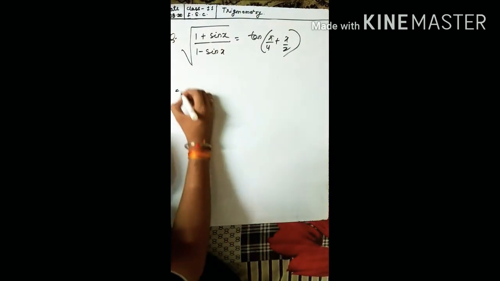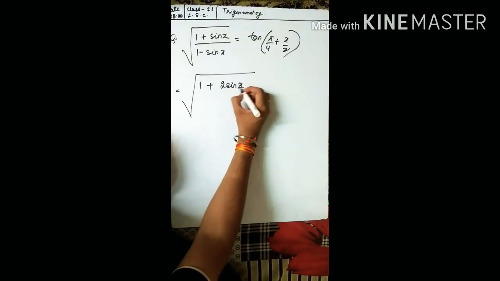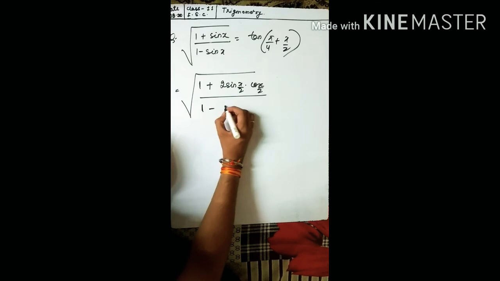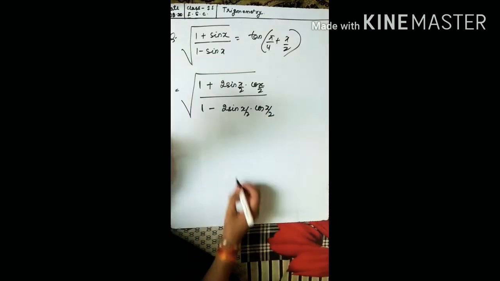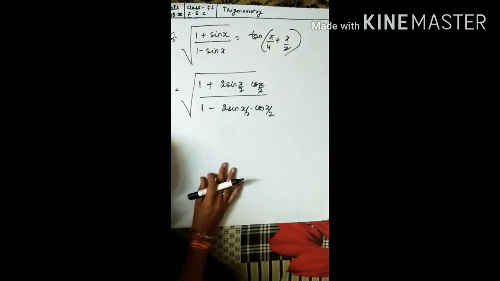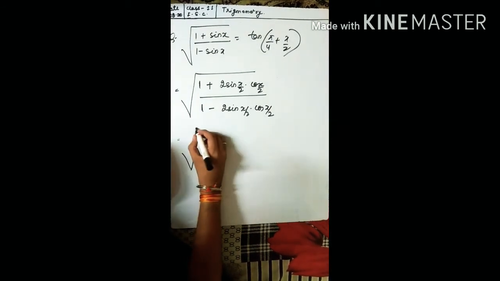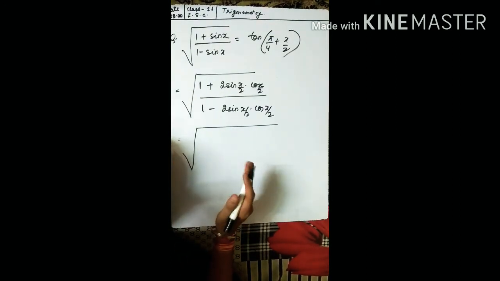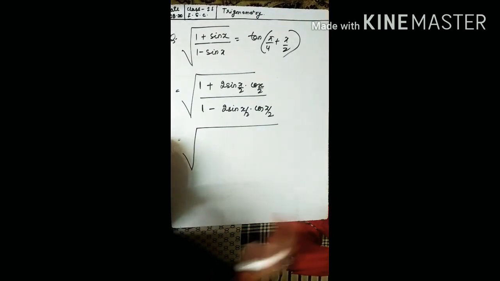Okay, so under root 1 plus, in place of sin x I am writing 2 sin x upon 2 cos x by 2, upon 1 minus 2 sin x by 2 cos x by 2. Okay, then see what we are doing. By the identity we know that sin square theta plus cos square theta is equal to 1, or sin square x plus cos square x is equal to 1.